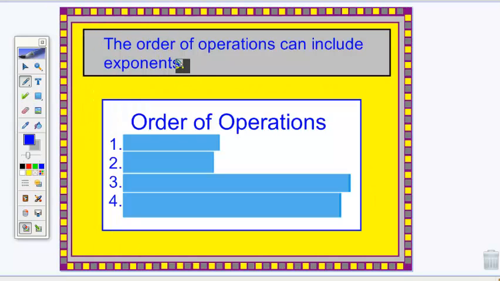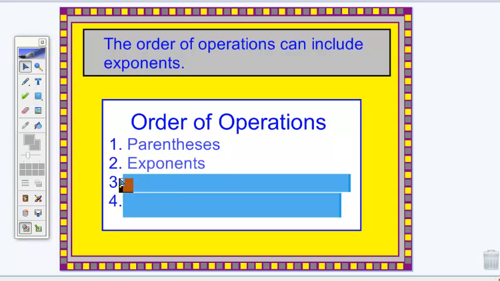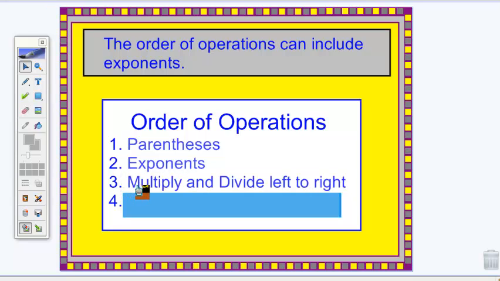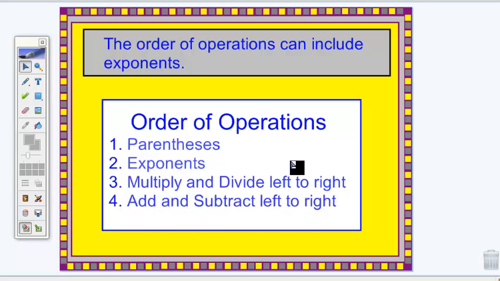Okay, so now let's move on to the order of operations. I know this is a review of 4th grade, but some people still get it confused, so let's get it right this time. First thing we need to do is the parentheses, if there are any. Then we do the exponents if there are any. Then we need to multiply and divide from left to right. This is where people start getting things confused. Once again, we multiply and divide left to right. And then we add and subtract left to right.